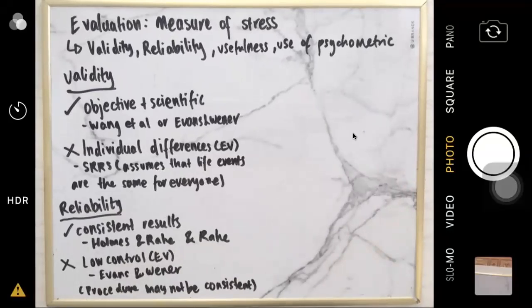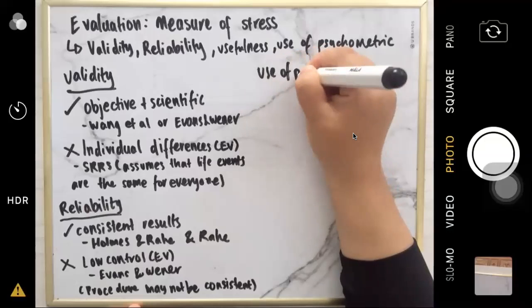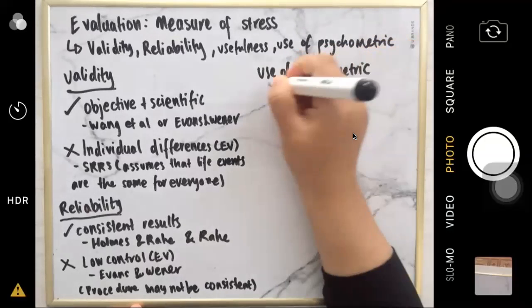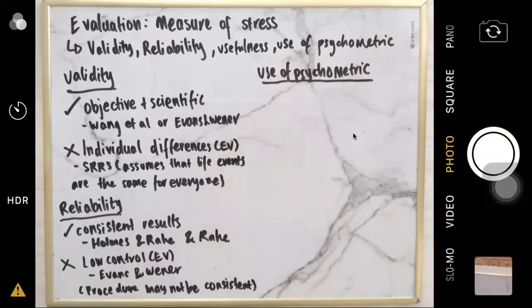Okay. Good job. The next one is use of psychometric. Where is it that we use psychometric here? Which setting do we use psychometric? Which study? Wang used fMRI. Friedman and Rosenman.